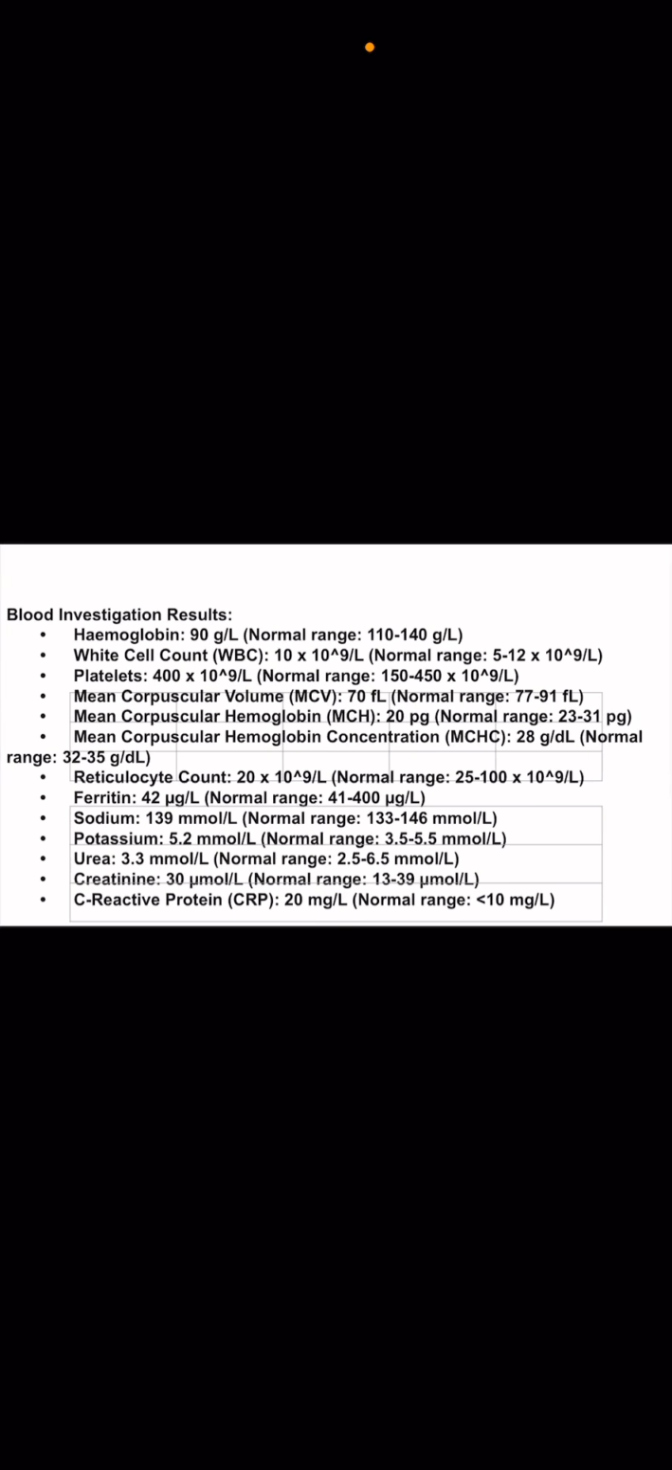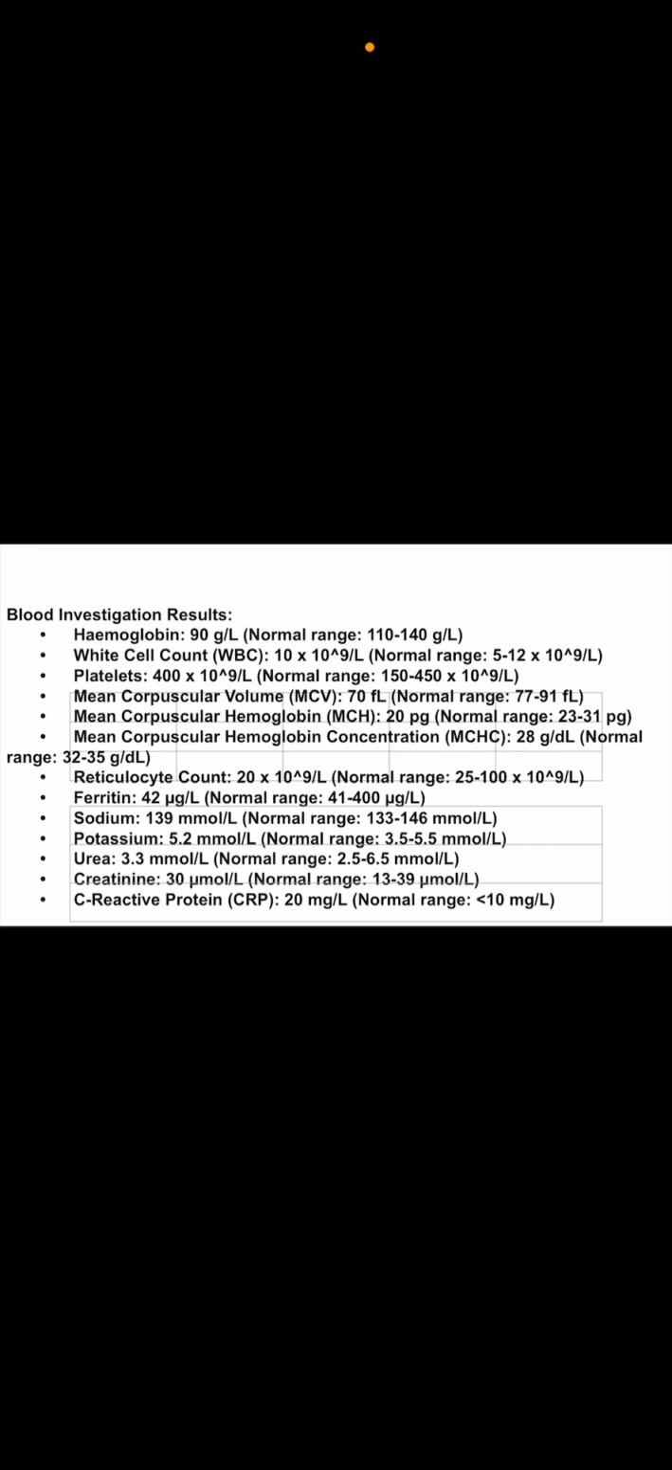HB 90. This is lower than normal, indicating anemia for this age. MCV 70, indicating microcytic anemia, meaning that the red blood cells are smaller than usual. MCH is 20, indicating hypochromic anemia, where red blood cells have less hemoglobin and appear paler. MCHC shows 28 gram per deciliter. That is, this also suggests hypochromic anemia.